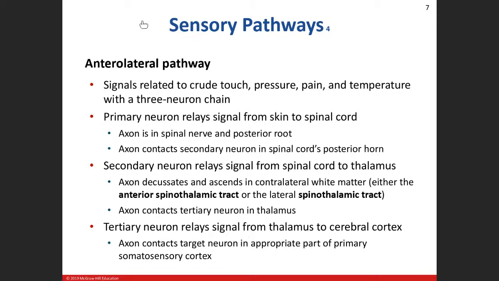Now keep in mind, depending on what area, if it's my finger, it's going to go to a specific area of the sensory homunculus that we talked about, that goofy looking drawing of how your brain perceives your body. Depending on what area is being stimulated determines where that tertiary neuron is going to go. That's why on the slide here it mentions the appropriate part of the primary somatosensory cortex. It's carrying finger information, so it's going to go to the finger information area of the primary somatosensory cortex.